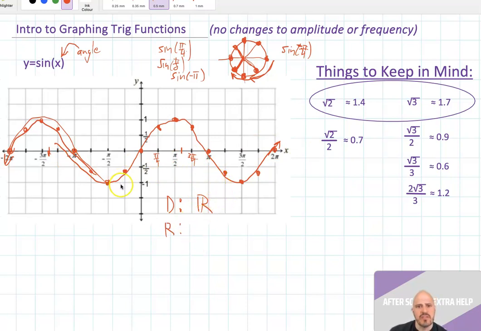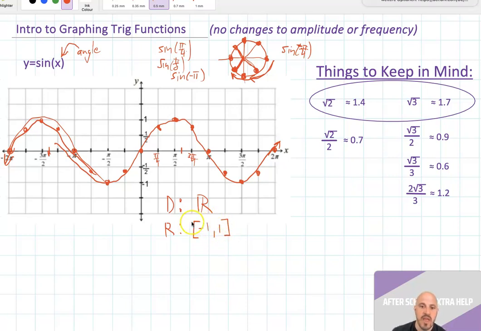And how about my range? What's my output of the sine function? Well, my highest output is 1, right? I can't get anything bigger than 1, and I can't get anything smaller than -1. And think about our unit circle also, right? -1 and 1 were our biggest values. So your range is from -1 to 1, and there I skipped to interval notation.